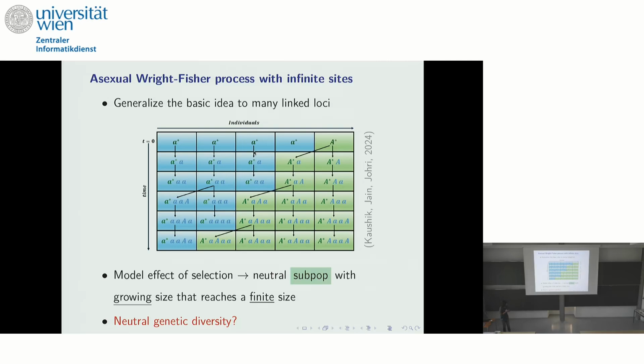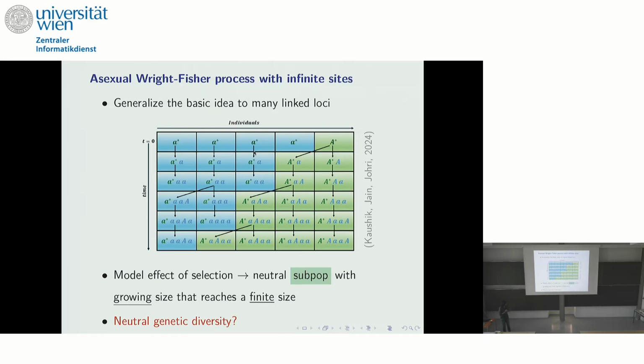Initially the population is neutral, and then a beneficial mutation occurs at the selected site and spreads through the population. Because there are many, many neutral loci, little a and capital A, they will come and go. New neutral mutants will keep coming because of mutation, and they will keep going away because of absorptions.